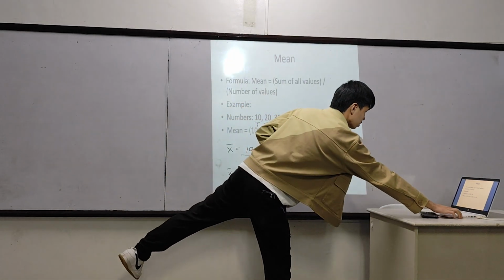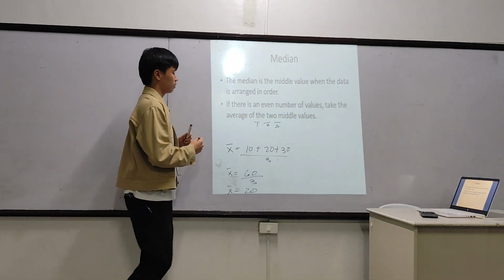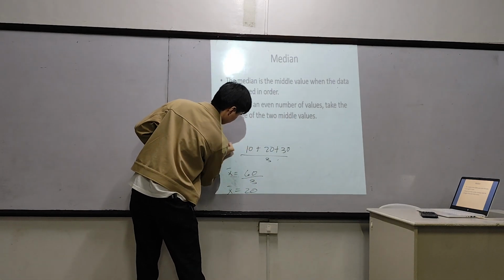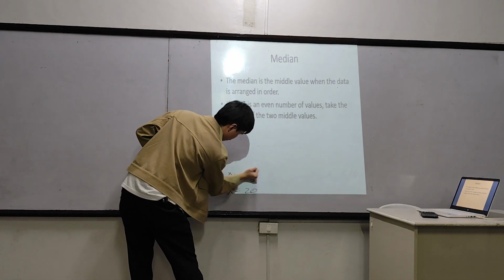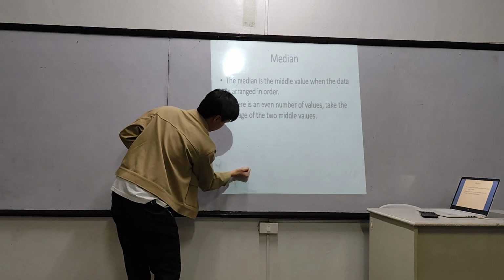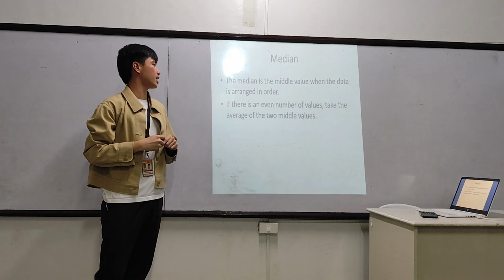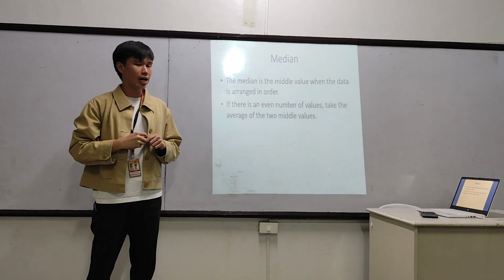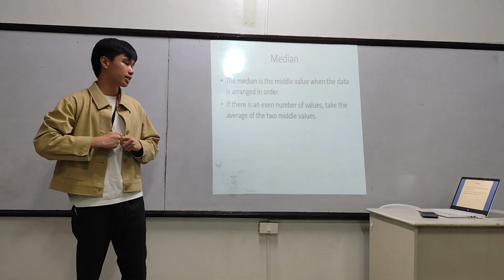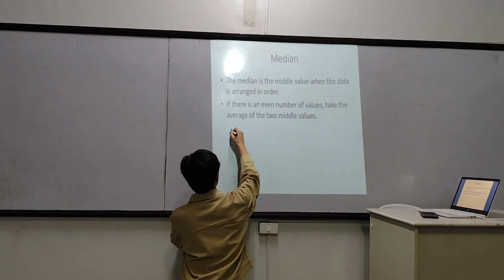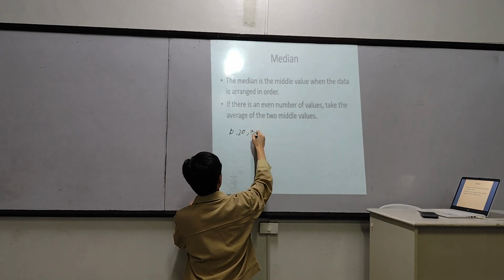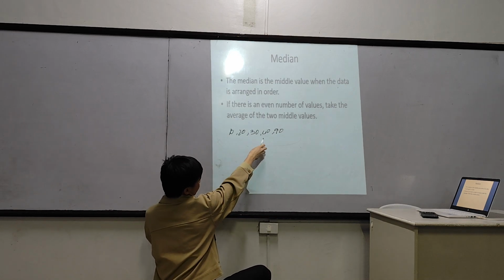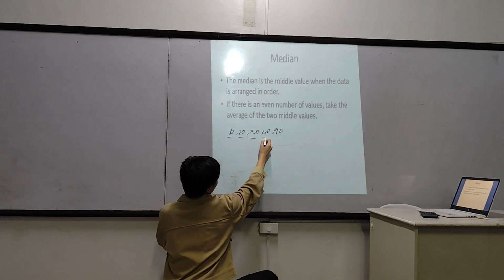So next is the median. The median is the middle value when the data is arranged in order. If there is an even number of values, take the average of the two middle values, that is, add them and divide by 2. For example, if we have the values 10, 20, 30, 60, and 90, we can see there are 1, 2, 3, 4, 5 values.